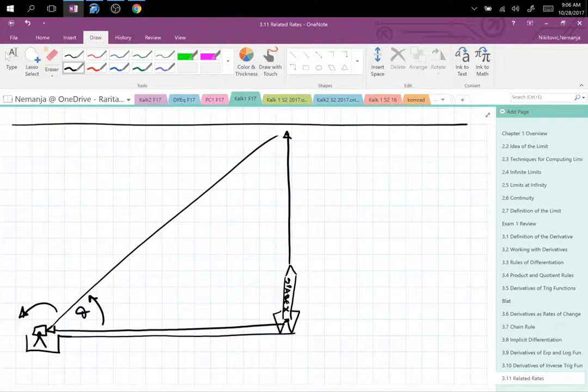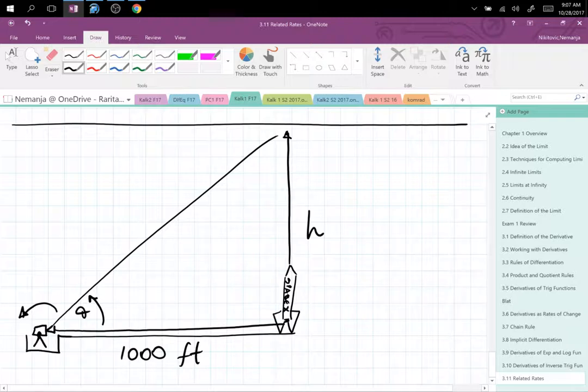So let's take a look at what we have. Clearly there is a height edge that we have to worry about. We can put this 1,000 feet away, so it doesn't get obliterated by the fire and stuff. And we have this angle that we are looking for, because we are technically looking for angular velocity omega.